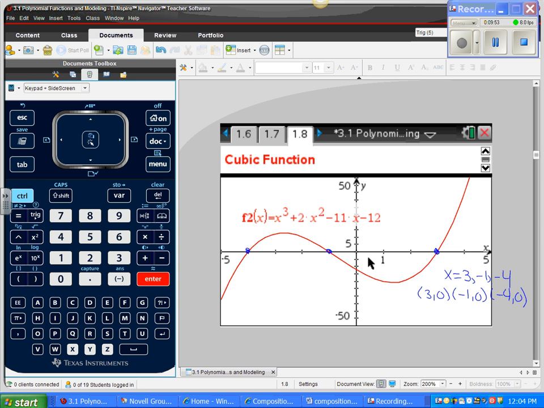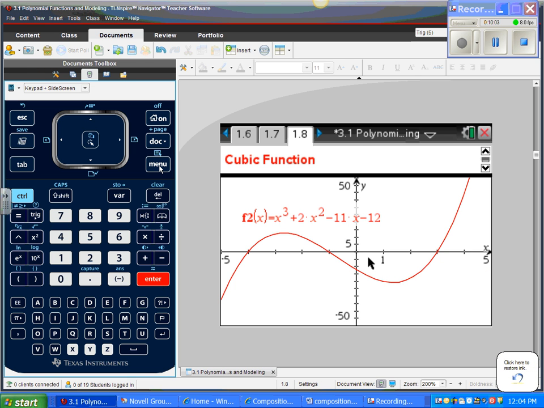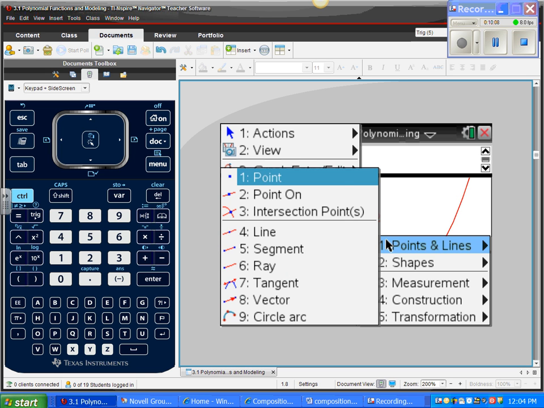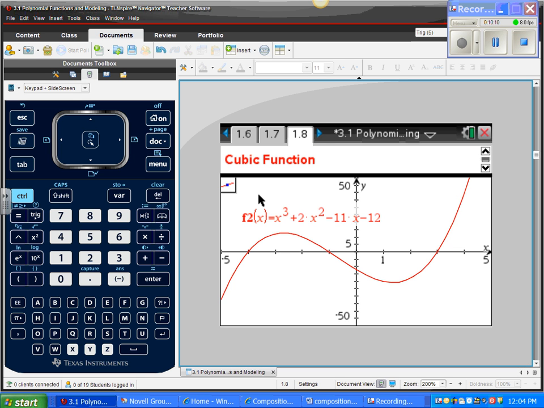Okay, we have my y-intercept, which doesn't look like it gives us a nice pretty value. So we are going to have to use the technology to figure that out. You're going to use menu, geometry, points and lines, and you're going to do point on. Just click on that graph, hit enter, and then grab that point and drag it until it says y-intercept. And we get the point (0, -12). So let's put that information down.